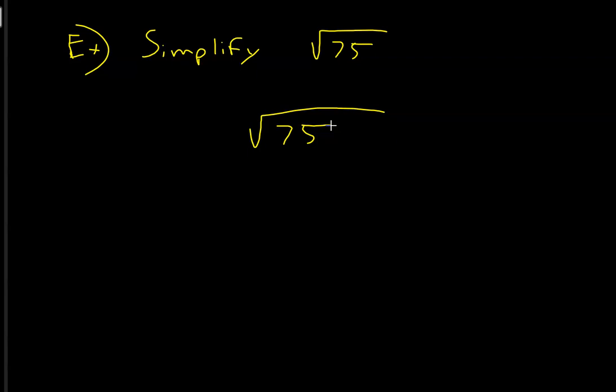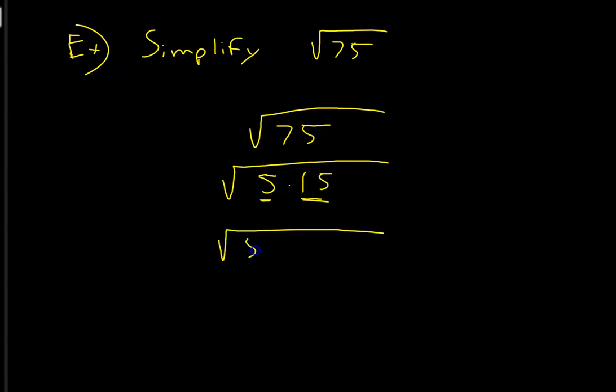All right, so if you paused the video, you might have thought, well, 5 can go into 75, because 5 goes into any number that ends in the number 5. So since 75 ends in number 5, I know 5 can go into it. 5 goes into 75 15 times. All right, so 5 is prime, 15 isn't prime, so I can break it apart. So this becomes 5 times 5 times 3. And then all these numbers are prime. 5 is prime, 5 is prime, 3 is prime.